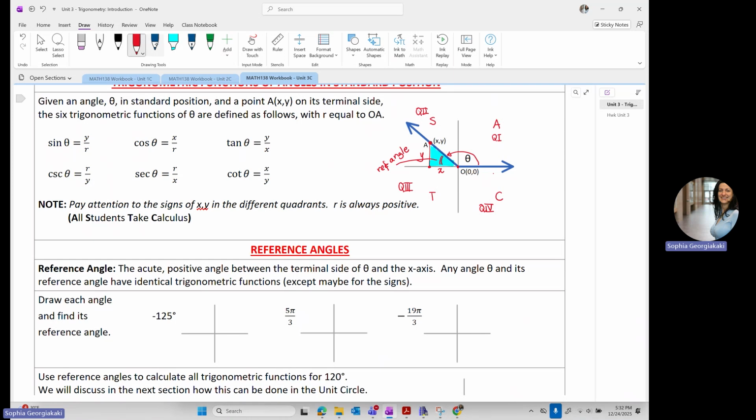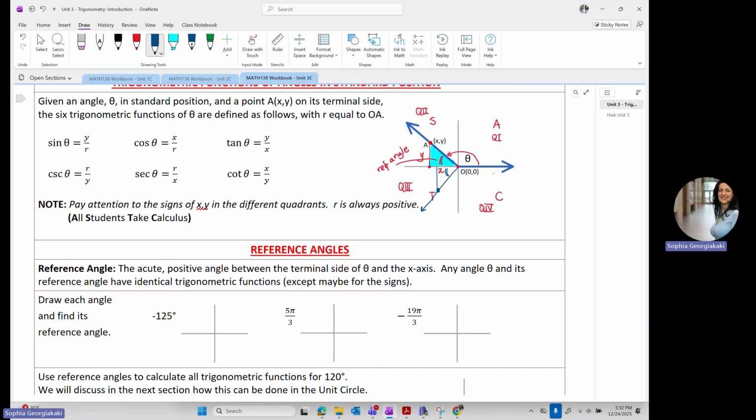If theta was an obtuse angle, let's say in quadrant 3, the reference angle would still be the angle created if I pick a point on the terminal side of theta and attach it to create a triangle that is attached to the x-axis. So the reference angle would still be an acute angle that represents that right triangle.